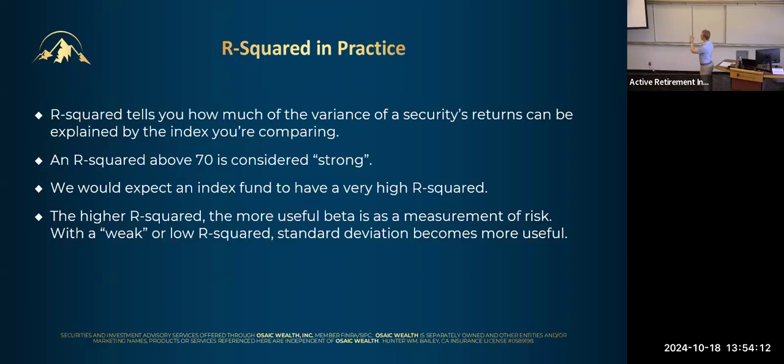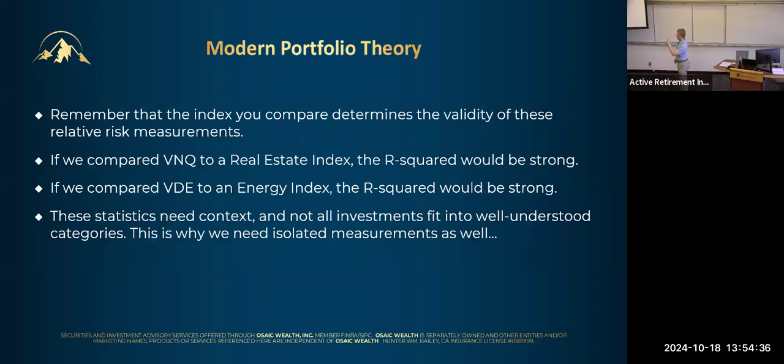R squared tells you how much of the variance of a security's returns can be explained by the index you're comparing, like we talked about. R squared above 70 is considered strong, and we would expect an index fund to have a very high, if not just about 100% R squared. The higher the R squared, the more useful beta is as a measurement of risk. With a weak, lower R squared, standard deviation becomes more useful, which is what we're about to move to in a second, right up to the slide.